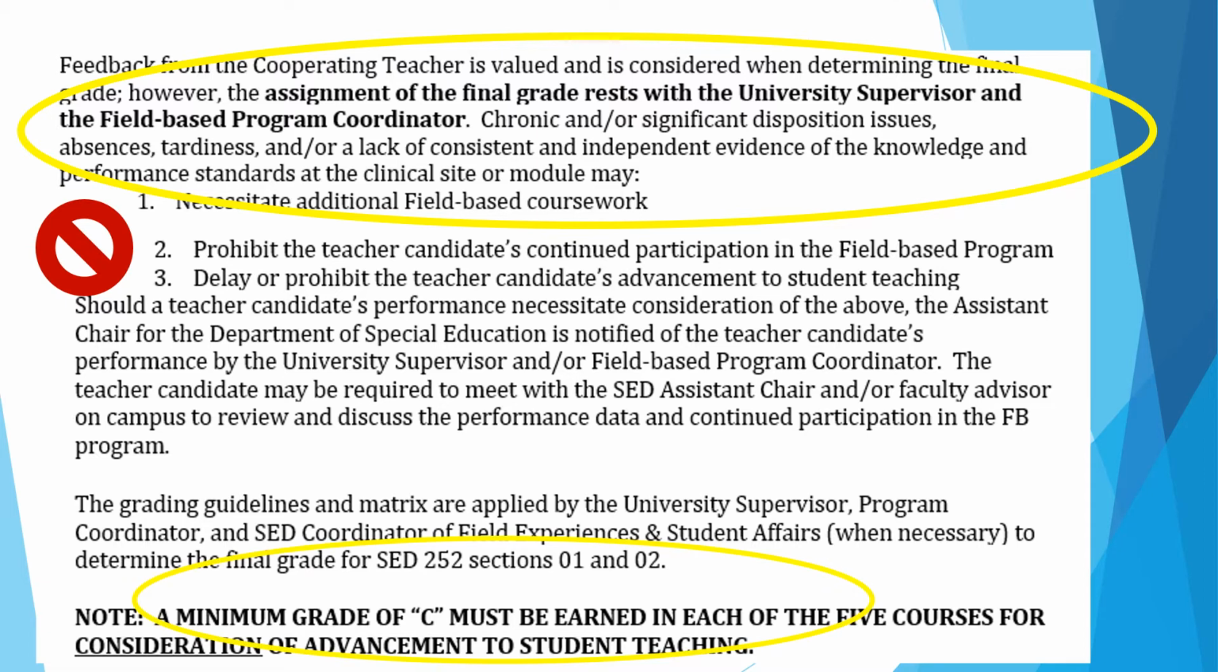As a note, a minimum grade of a C must be earned in each and every one of the 5 courses for consideration of advancement to student teaching from field-based. That means in every course you'll be taking during your field-based semester, you must earn a minimum of a C in all of them to continue to student teaching.